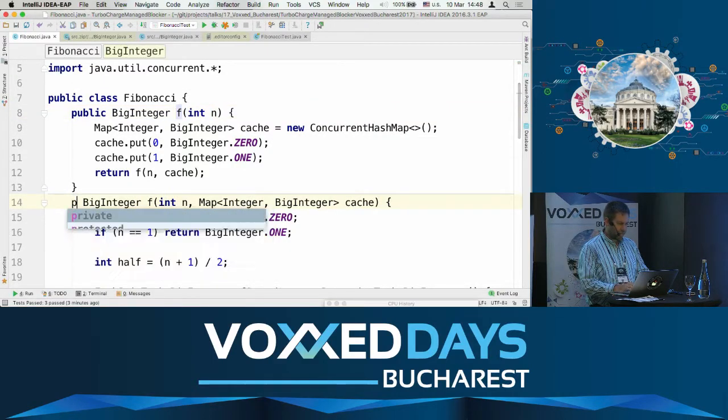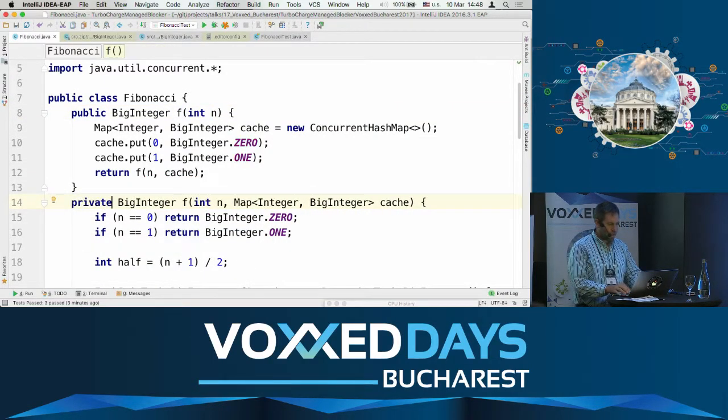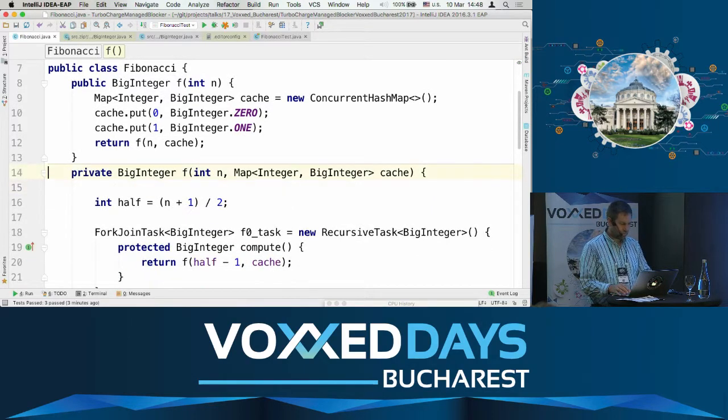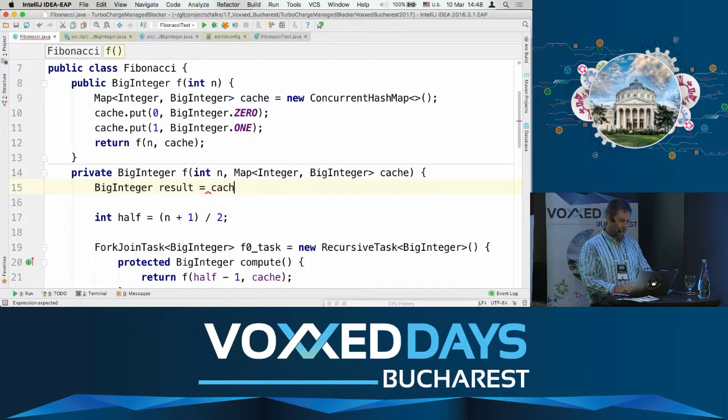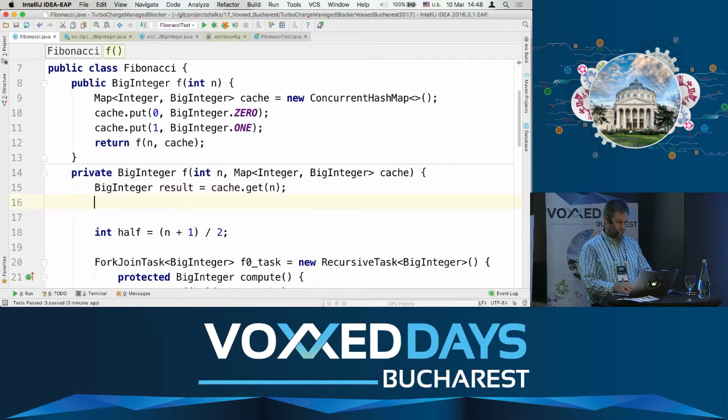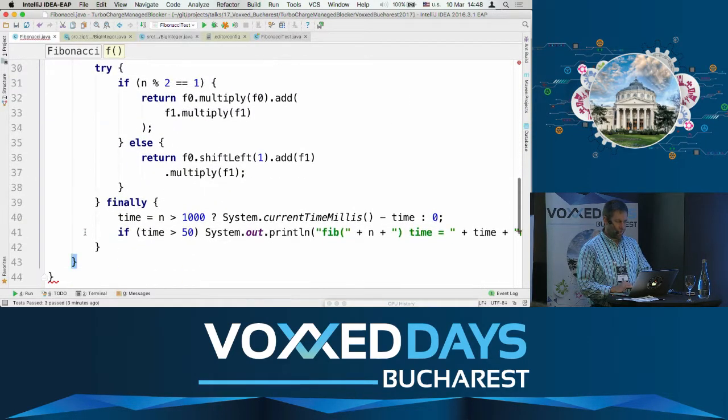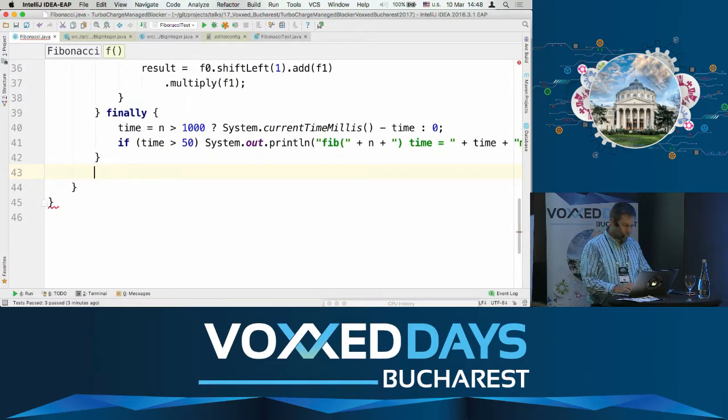And let's make this second function private. Now inside the f, we're going to do the following. We're going to say BigInteger results equals cache.get of n. If results is null, then we do the whole calculation. And down here where I say return, I'm going to say results equals, and after the finally, I'm going to say cache.put n, the results.